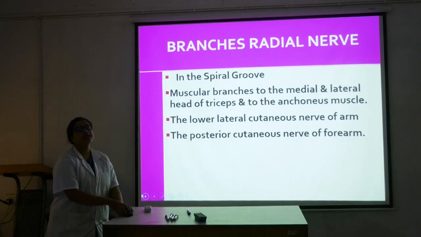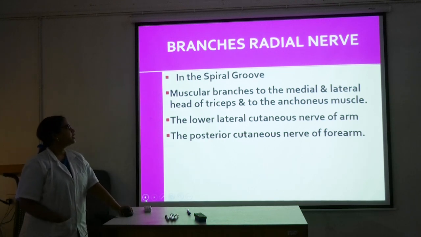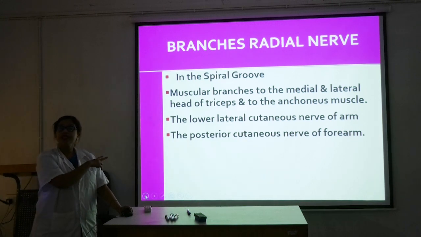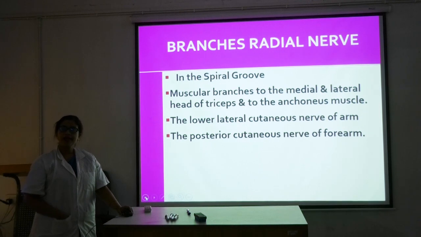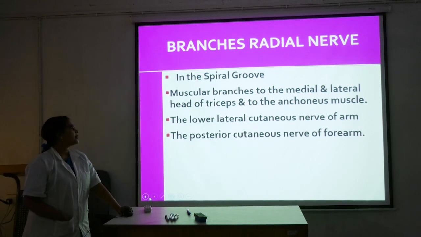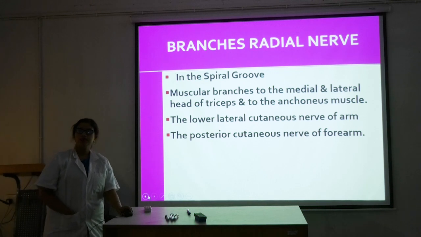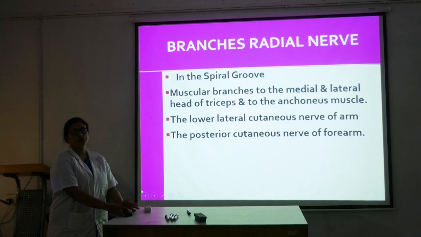Okay. Then in the spiral groove, muscular branches to the medial and lateral head of triceps and the anconeus. So see, this medial head is getting the branch twice. Okay. Medial head is very important because it is getting the same branch twice. Okay. Then along with the anconeus. Anconeus is a very important muscle, which is chiefly responsible for supination.